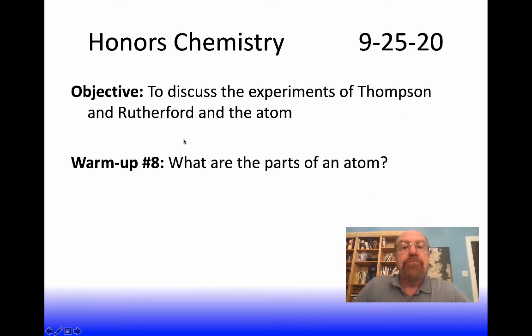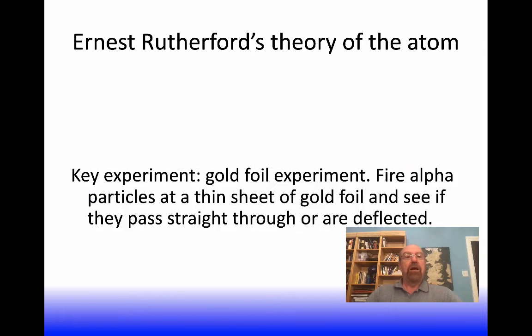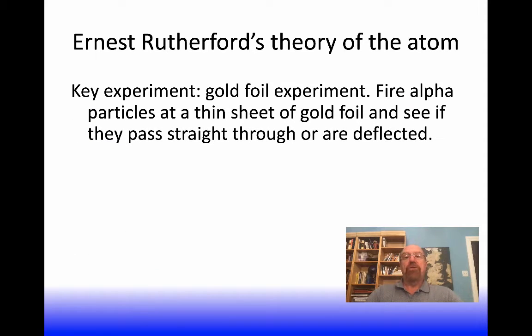Okay, so discuss the experiments of Thomson and Rutherford. That's our objective. So, what are the parts of the atom? You guys all know this, so we can just go through it quickly. Electrons, protons, and neutrons. Ernest Rutherford's theory of the atom comes from a key experiment called the gold foil experiment. I'm going to show you a video in just a second.